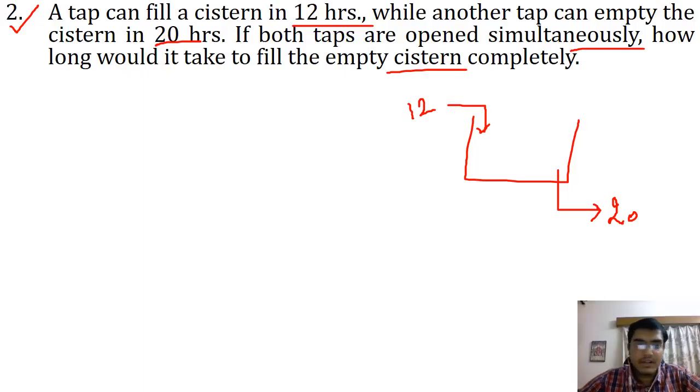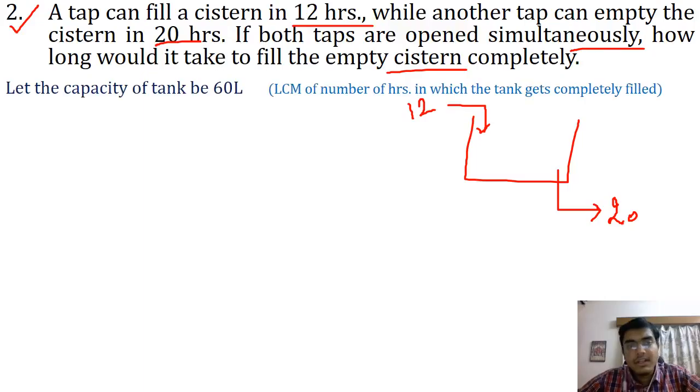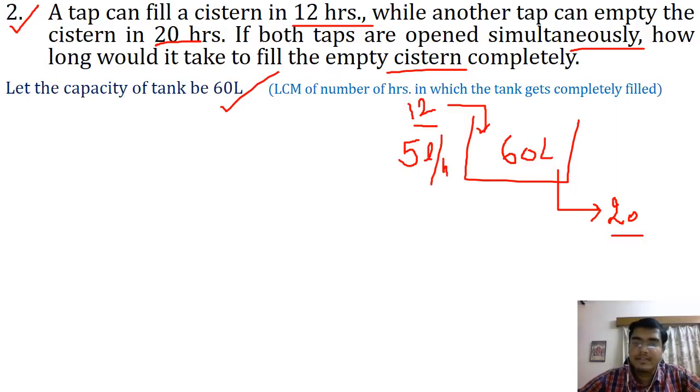So what do we do at our first go? We first of all take the capacity of the tank. And how do we take the capacity? LCM of the number of hours in which the tank gets filled. So let us take the capacity as 60 liters. Now we have 60 liters of capacity and it is getting filled in 12 hours. So can I say that this tap fills 5 liters per hour? This much amount of water is being poured in this cistern by this tap, which is pipe A, let's say, or tap A.